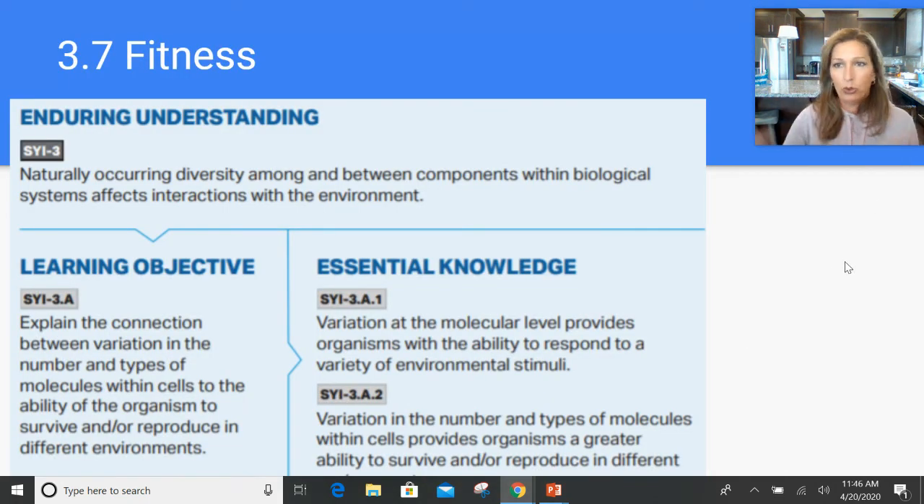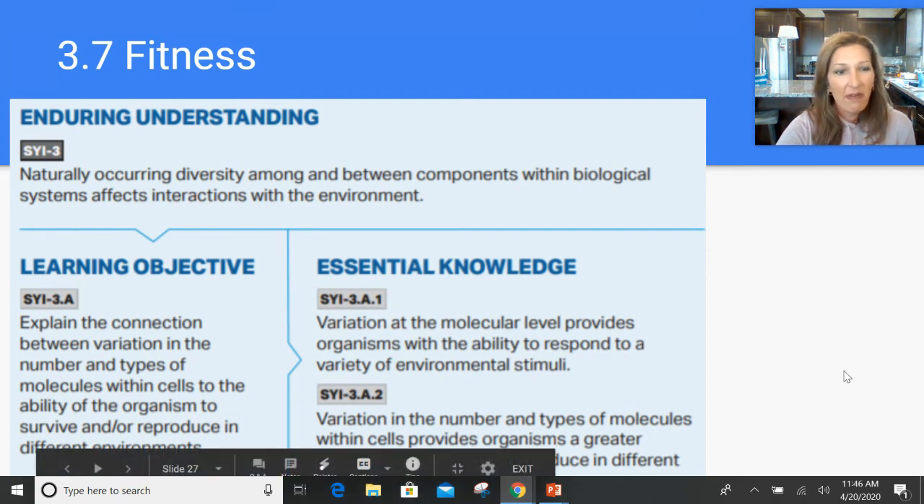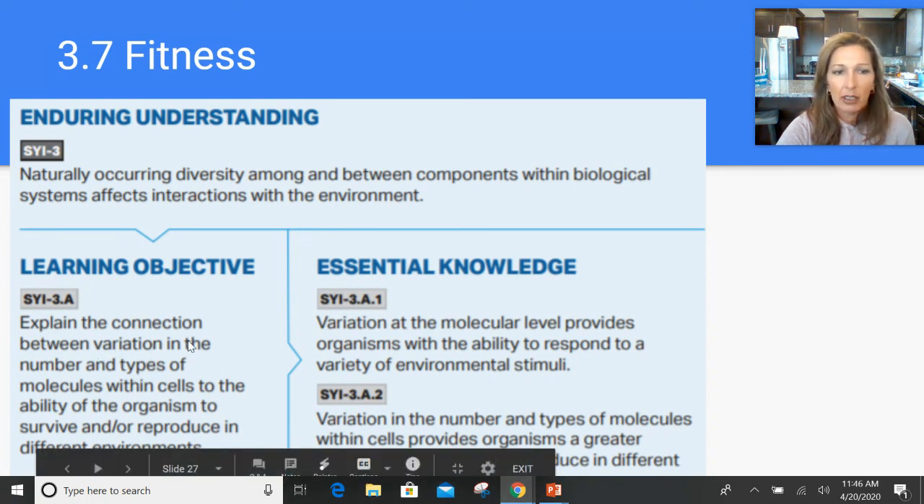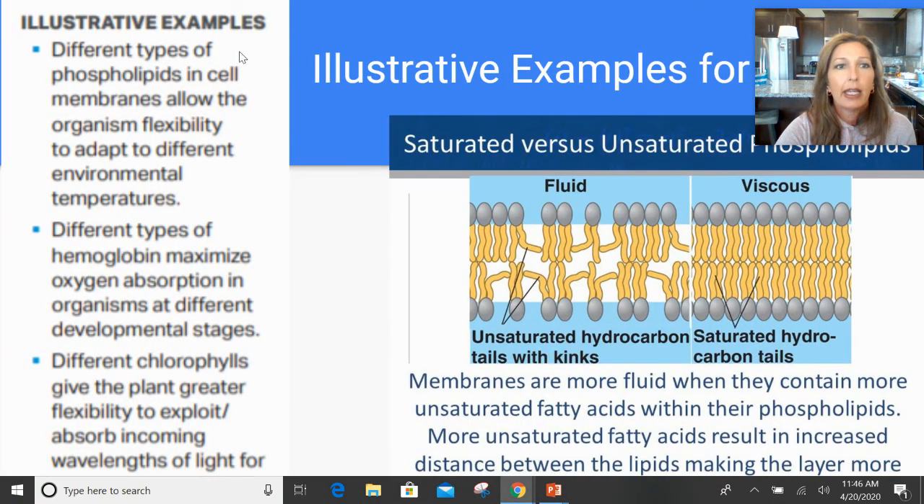Lastly, okay, now you guys can breathe because we got through some of the difficult stuff. So this last one really is just kind of understanding some fitness. When we talk about fitness, this is just connections between different molecules and changes in molecules in order to help the organism fit in their given environment. And so with this, there was some illustrative examples that College Board suggested that you are familiar with.